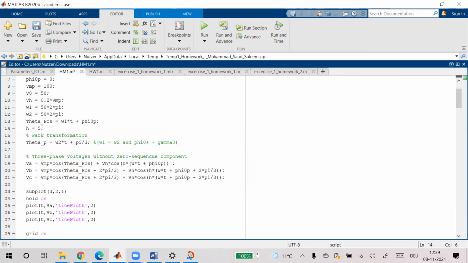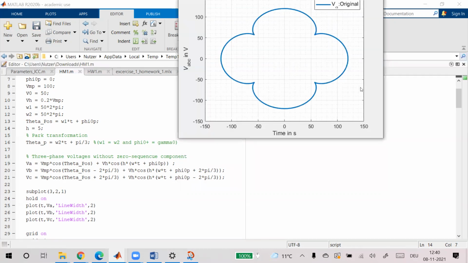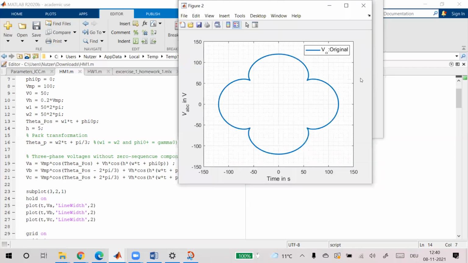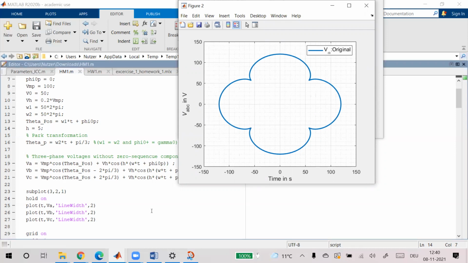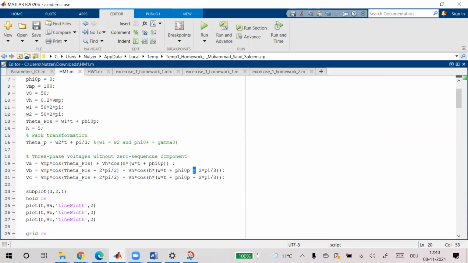Now I have added fifth order harmonics. So this is your fifth order harmonics. How many of you like flowers? We'll have one flower. Is this a nice flower? Okay, but there is a mistake. I should make this minus, this positive. Now it is actually the positive sequence angle.